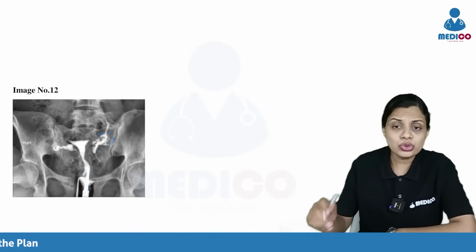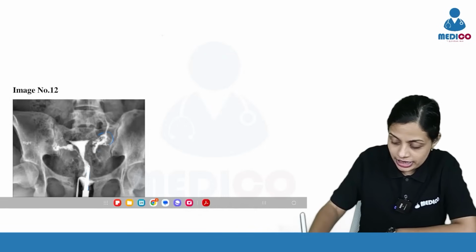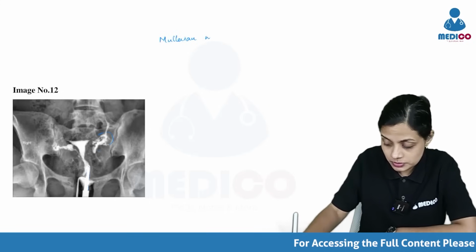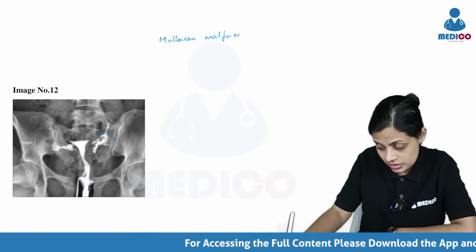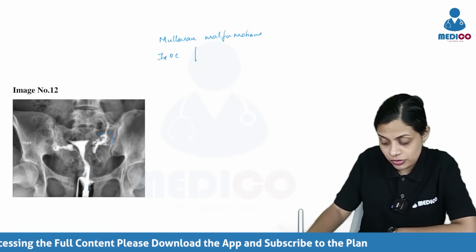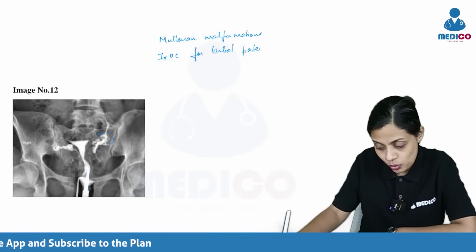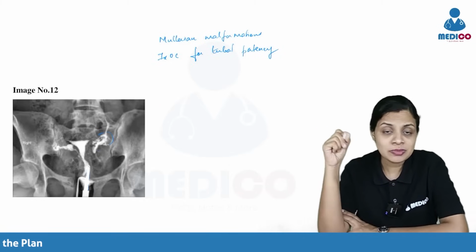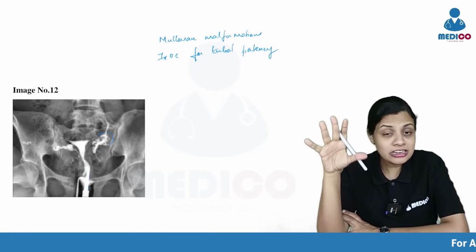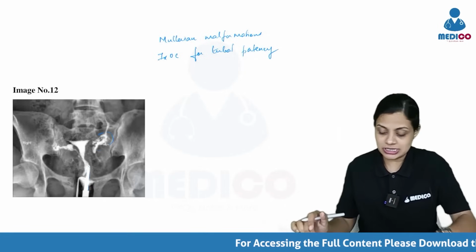Alright. What do you use this for? What all things can you identify from the HSG? You can identify Müllerian malformations. In addition, this is the investigation of choice for tubal patency. Is this the best test? No. What is the best test for tubal patency? That is laparoscopy and chromopertubation. But here, the investigation of choice for tubal patency is the HSG.